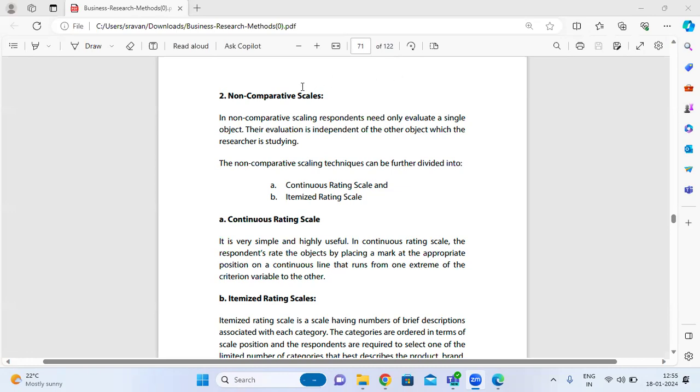Today we are going to discuss non-comparative scales. In non-comparative scaling, respondents need only evaluate a single objective. Their evaluation is independent of the other objectives the researcher is studying. Non-comparative scaling techniques can be further divided into two types: continuous rating scale and itemized rating scale.